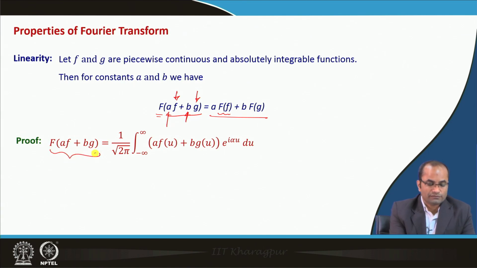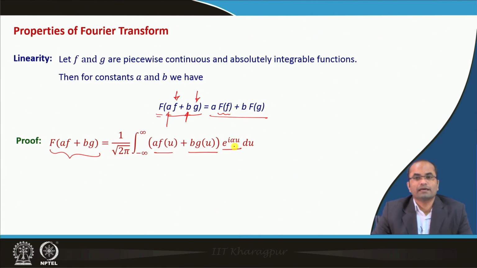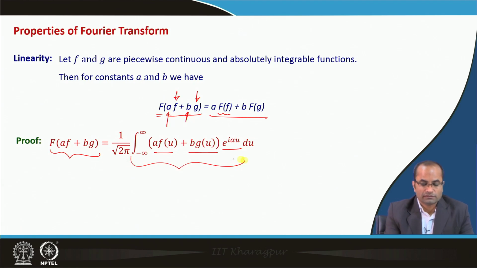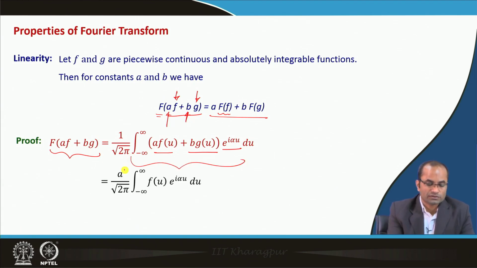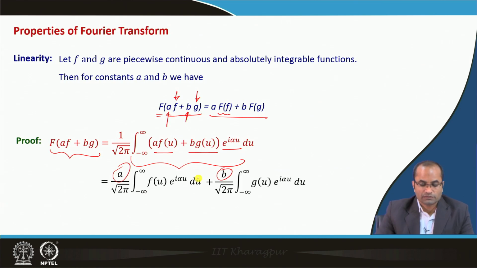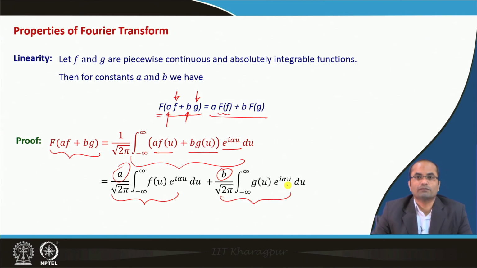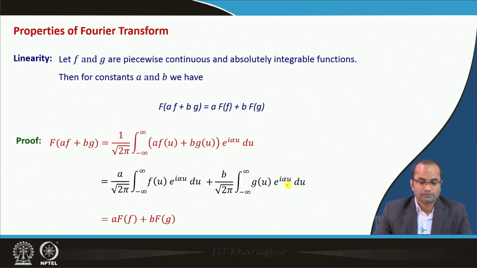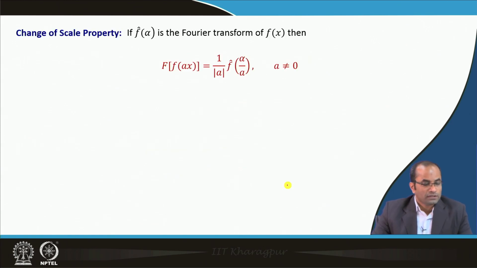So, if you want to get the Fourier transform of a f plus b g, that means the integral of a f plus b g times e power i alpha u, and since it is an integral, we can break it into two parts and this constant can be taken out. So, here this b, and then this remaining portion is nothing but the Fourier transform of f and Fourier transform of g. So, this is a common property of all integral transforms. Later on we will see again that the Laplace transform also enjoys this property.